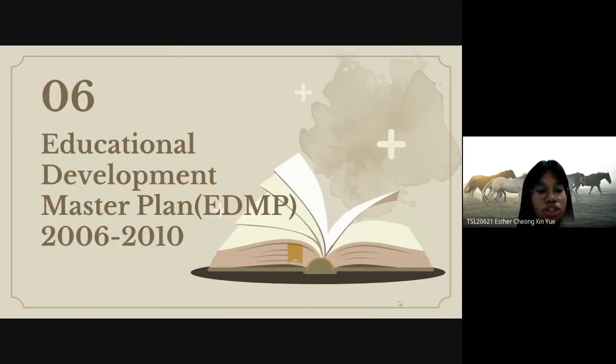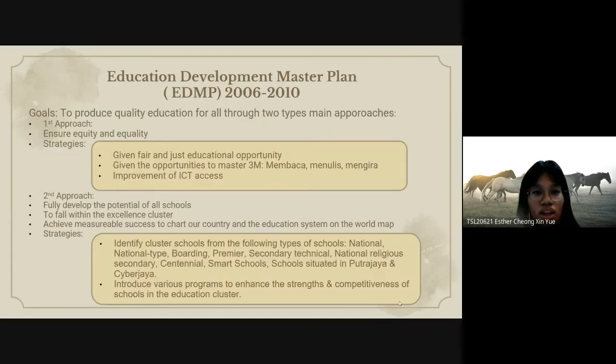So next, we are going to look into the Education Development Master Plan, EDMP, from 2006 to 2010. The goal of this EDMP is to produce quality education for all through two main approaches. The first approach is to ensure equity and equality. The strategies are to give fair and just educational opportunity, give the opportunity to master 3M, which is membaca, menulis, and mengira, and the third one is to improve ICT access.